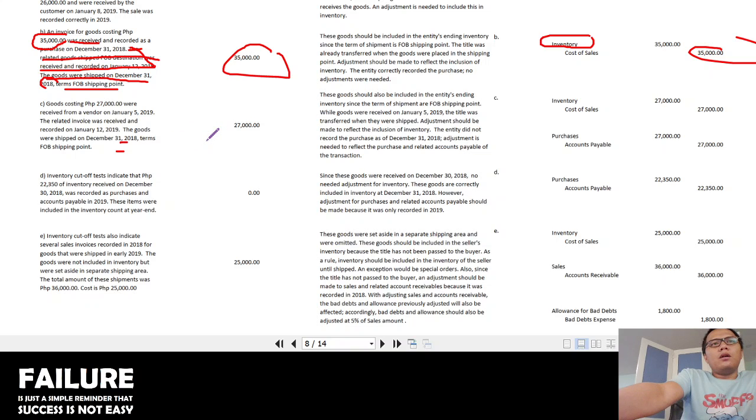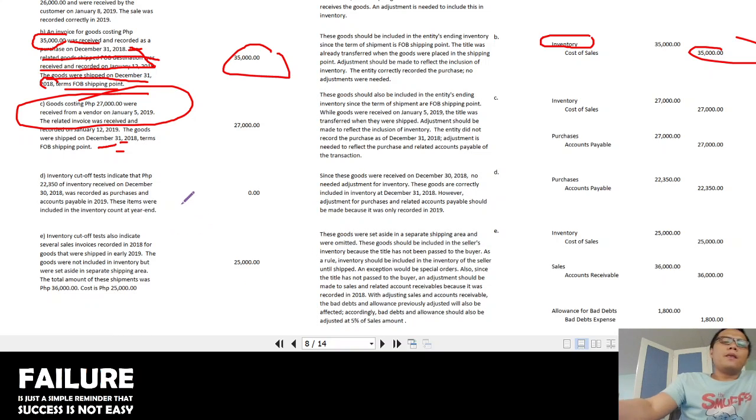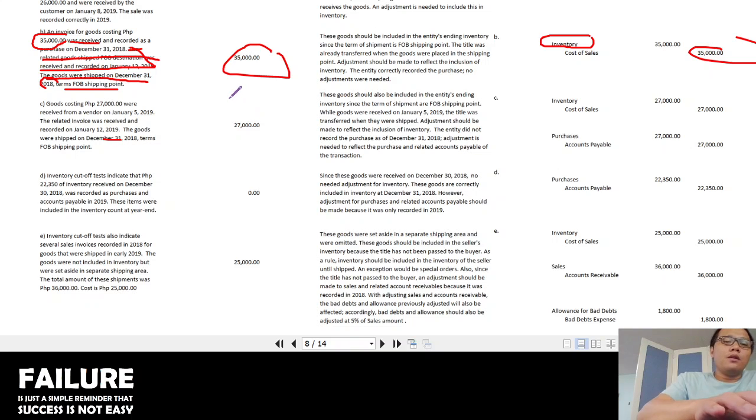So, ang point is, pumili na naman tayo, already shipped or nasa shipping point na siya on December 31, 2018, pero all invoices were recorded on January 2019. So, ang question is, kasali ba to siya dapat sa inventory and purchase natin on 2018? The answer is yes. Why? Because again, terms of shipment is shipping point. Title already had passed. Add in inventory.